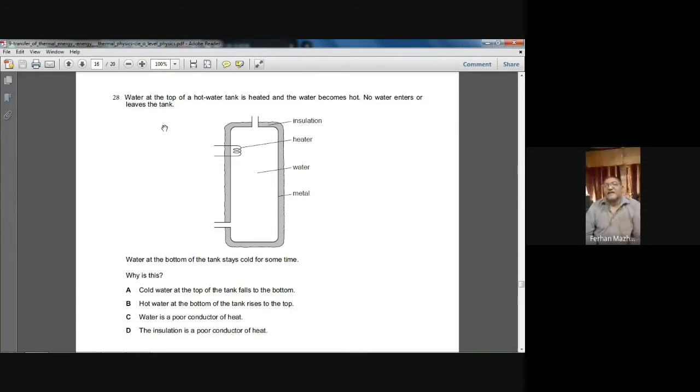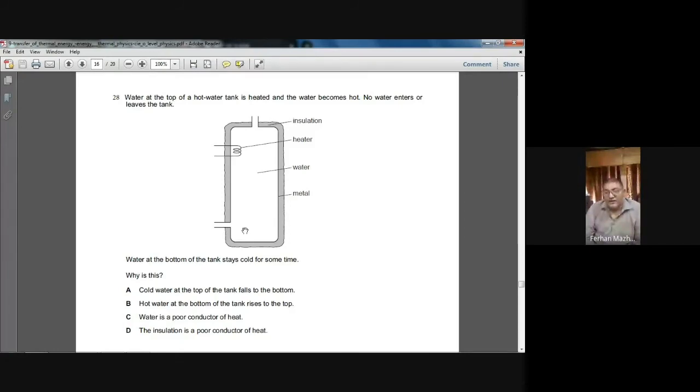Why is this? You see, if you want to heat the water, the heater should be put at the bottom, because in water the heat is distributed by convection currents. And by the convection currents, the heat travels in an upward direction. So where you put the heater, the convection currents will go up from this point and come down and then go up. So the water which is above this heater will become hot. But the water below this heater will not get hot. So hot water at the bottom of the tank rises to the top.